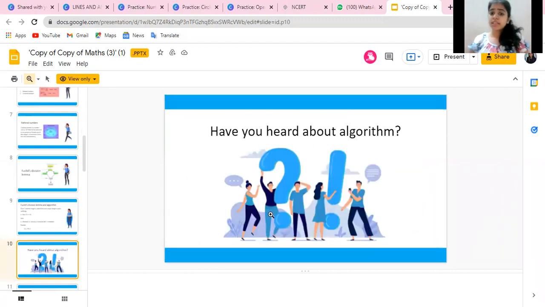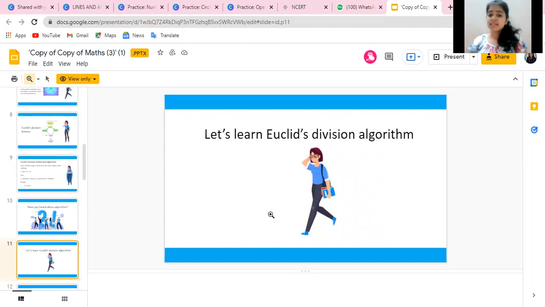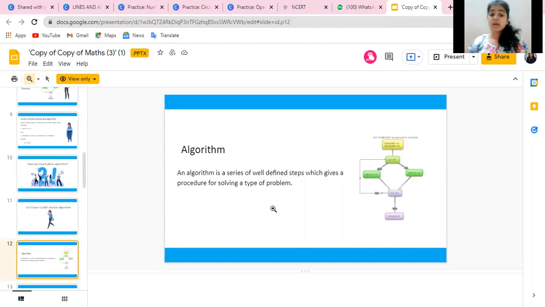Now, have you learned about algorithm? If yes, then it will be easy for you to understand the further class. If not, then I'll teach you from very basic. Let's learn about Euclid's division algorithm now.